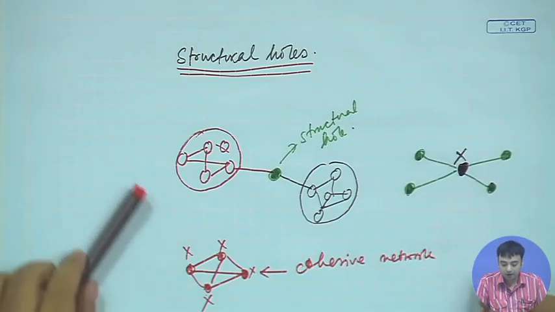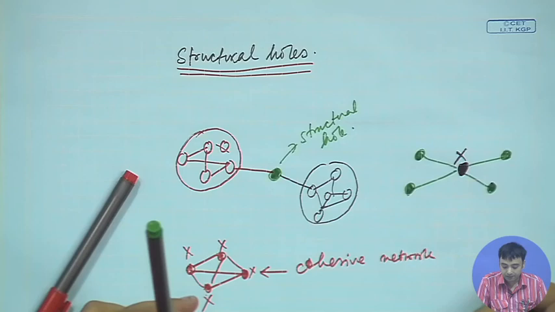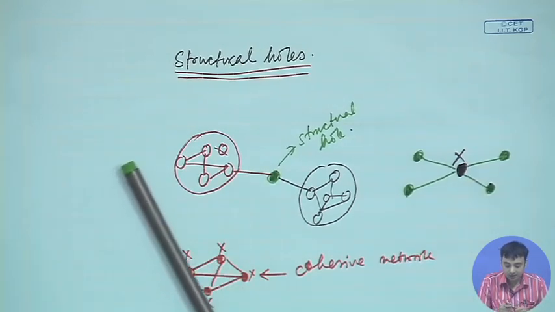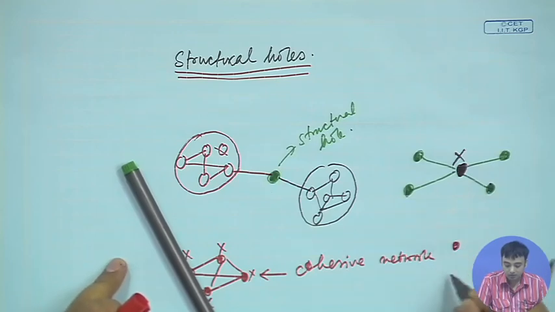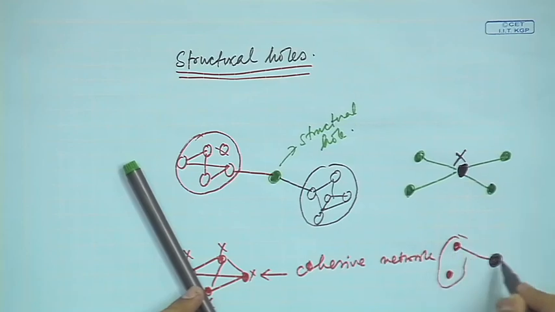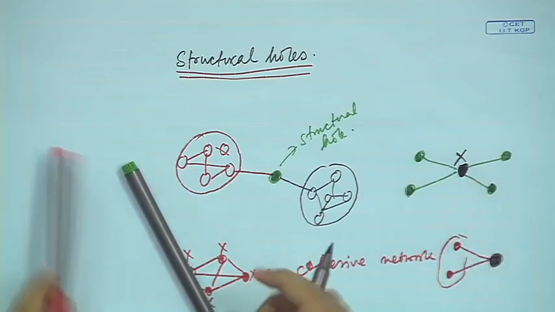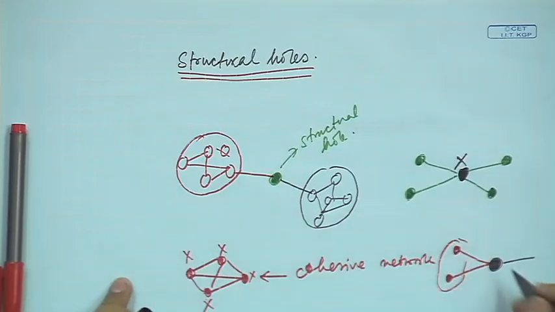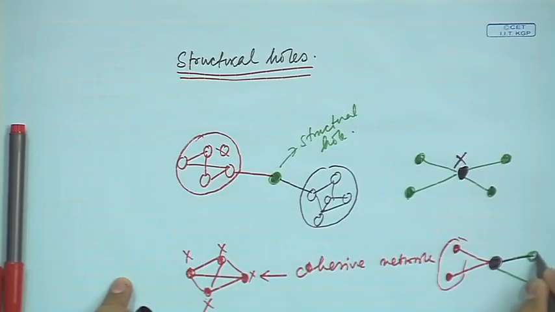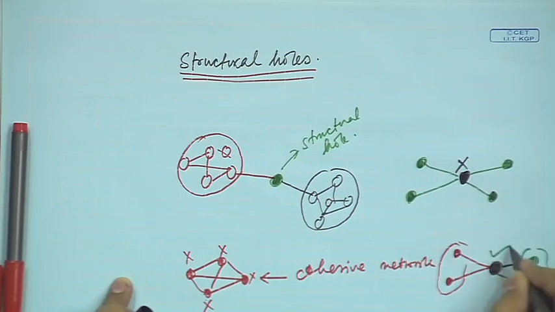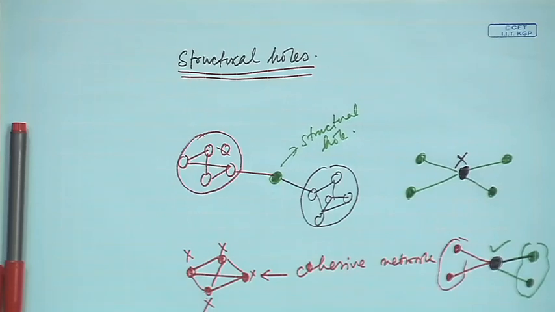However, if you have a case where you have a node, the same black node here, but then the nodes on the left hand side have a very different set of information from the nodes on the right hand side, then this particular node actually qualifies as a structural hole. Fine. So, we will stop here.